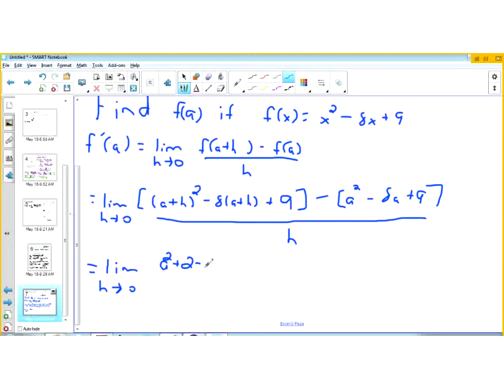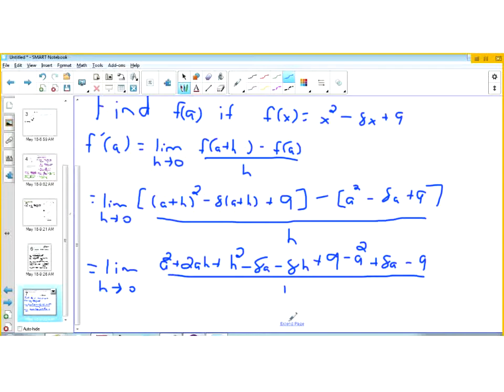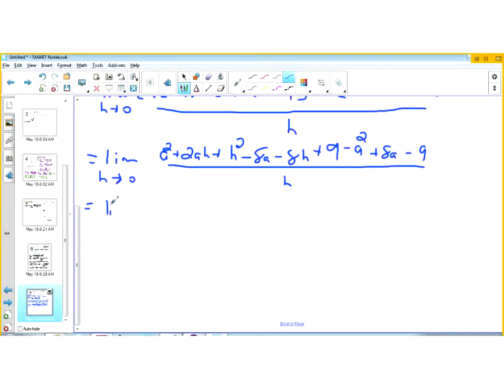So we proceed. The limit as h approaches 0 of, complete the binomial square, a squared plus 2ah plus h squared minus 8a minus 8h plus 9. Then we'll distribute the negative sign and get rid of the brackets: minus a squared plus 8a minus 9, divided by h.